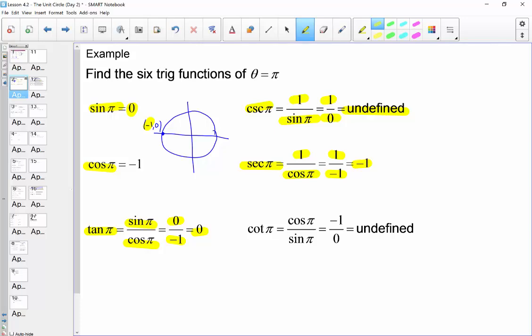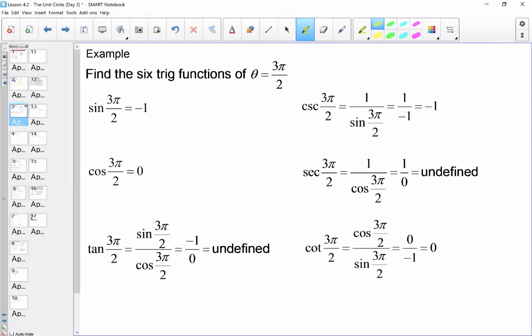And finally, the cotangent of pi, again using our trig functions, is equal to the cosine of pi over the sine of pi. Cosine of pi is -1, sine of pi is 0. Anything divided by 0 is undefined, so the cotangent of pi is undefined. Let's take a look at another example.